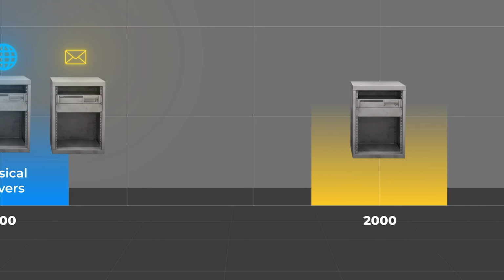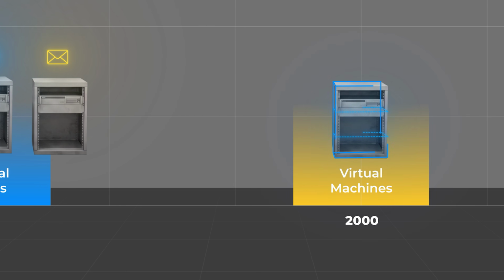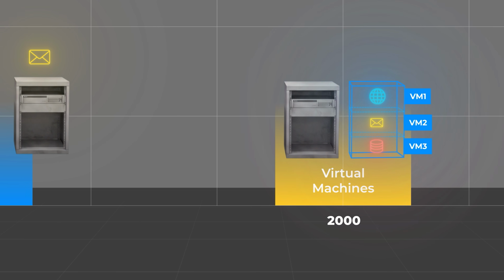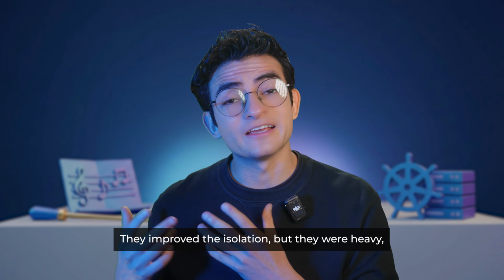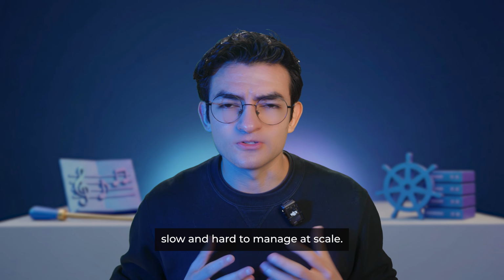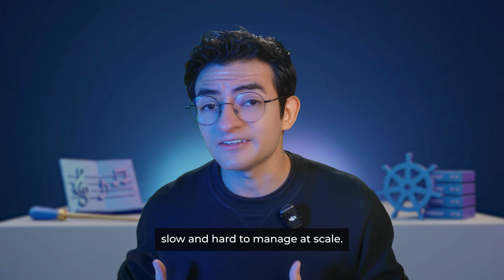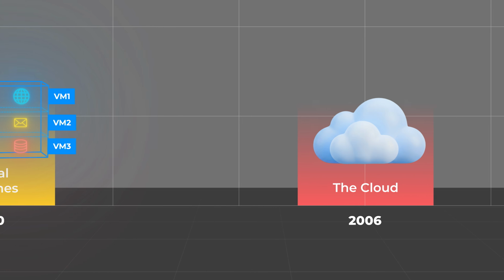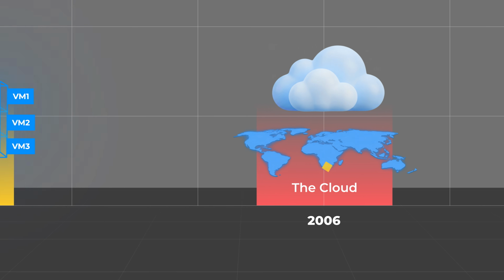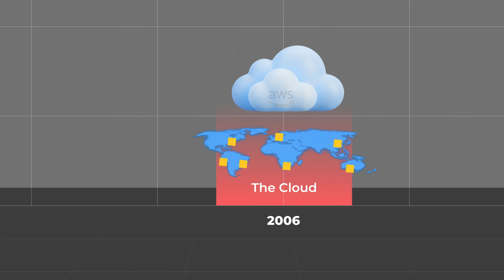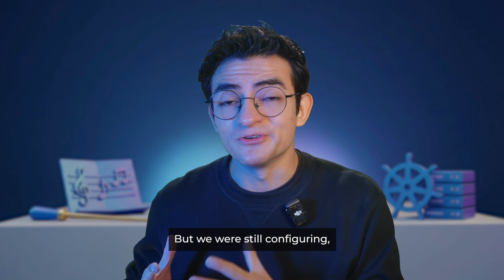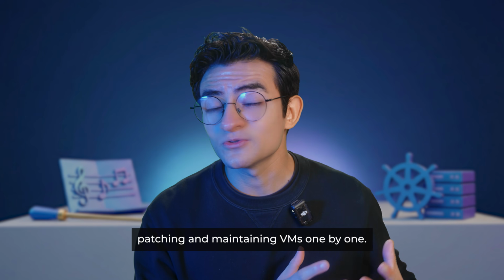In the early 2000s, virtual machines arrived, letting multiple apps share one single physical server. They improved isolation, but they were heavy, slow, and hard to manage at scale. In 2006, the cloud changed everything, letting us create servers anywhere. For example, AWS. But we were still configuring, patching, and maintaining VMs one by one.